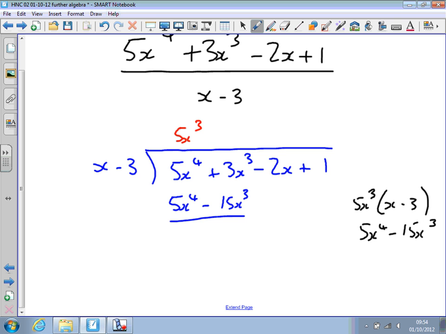So that always disappears, but what's the remainder going to be? Good, yeah, 18. 3x cubed minus minus becomes plus 15x cubed, 18x cubed. Bring down the next. However, there's going to be a problem here, because what do I do now? I've got to end up with this next term, which is 18x cubed. So what have I got to times this by to get 18x cubed?